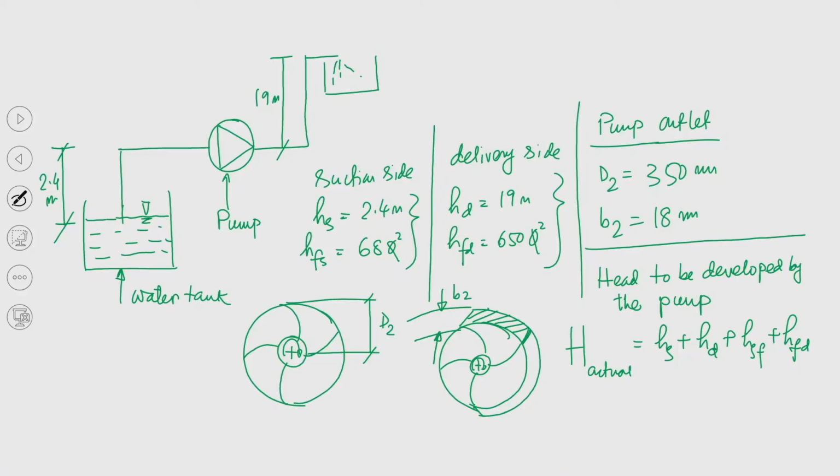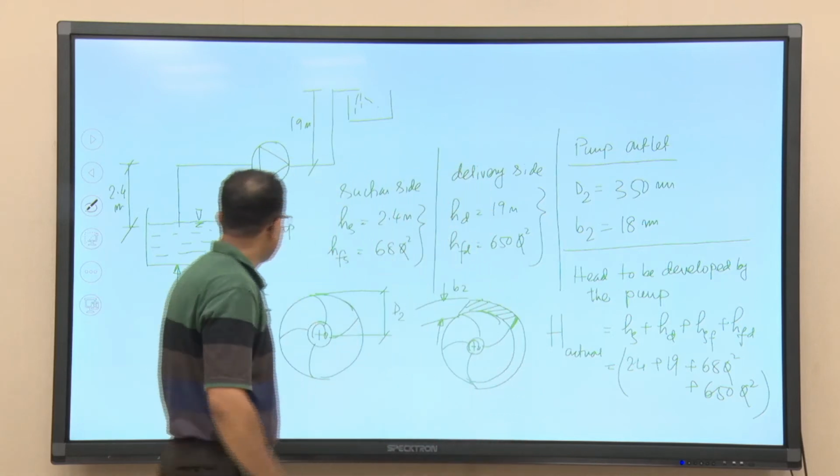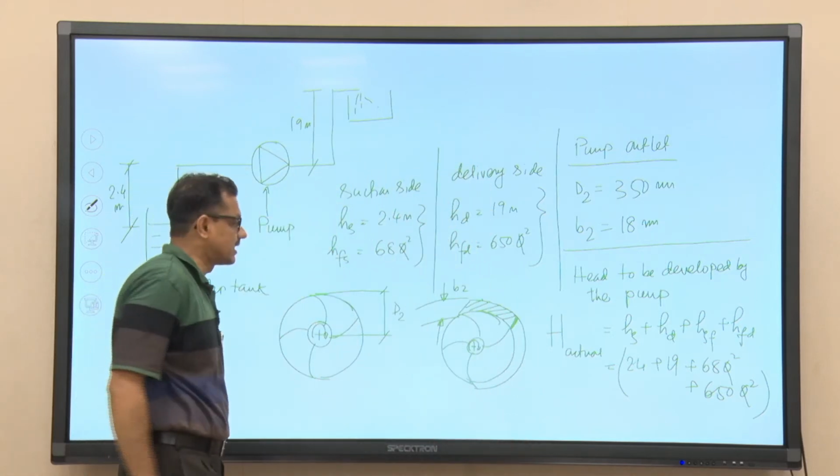If we now put the information from the schematic, we can easily calculate that it will be 2.4 plus 19 plus 68 q square plus 650 q square. So, this is the actual head the pump will be able to develop, otherwise the pump will not be able to deliver liquid from the suction tank to the delivery tank, fine.